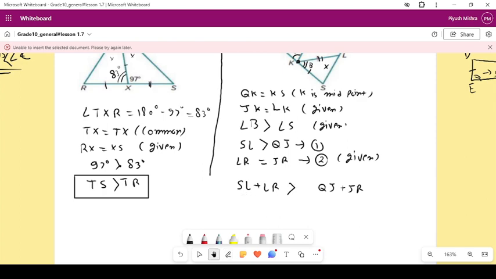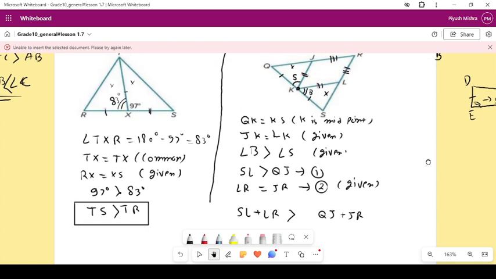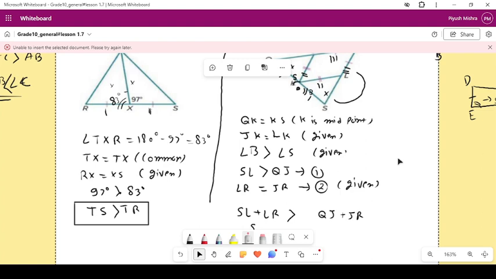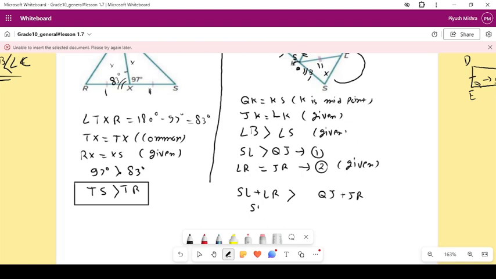Now according to the question, if you see the picture here, SL plus LR, SL plus LR, these two sides will give you SR. So I can write here SR will be greater than QR. So that is the same thing we had to show. Okay, so I have done this question also.